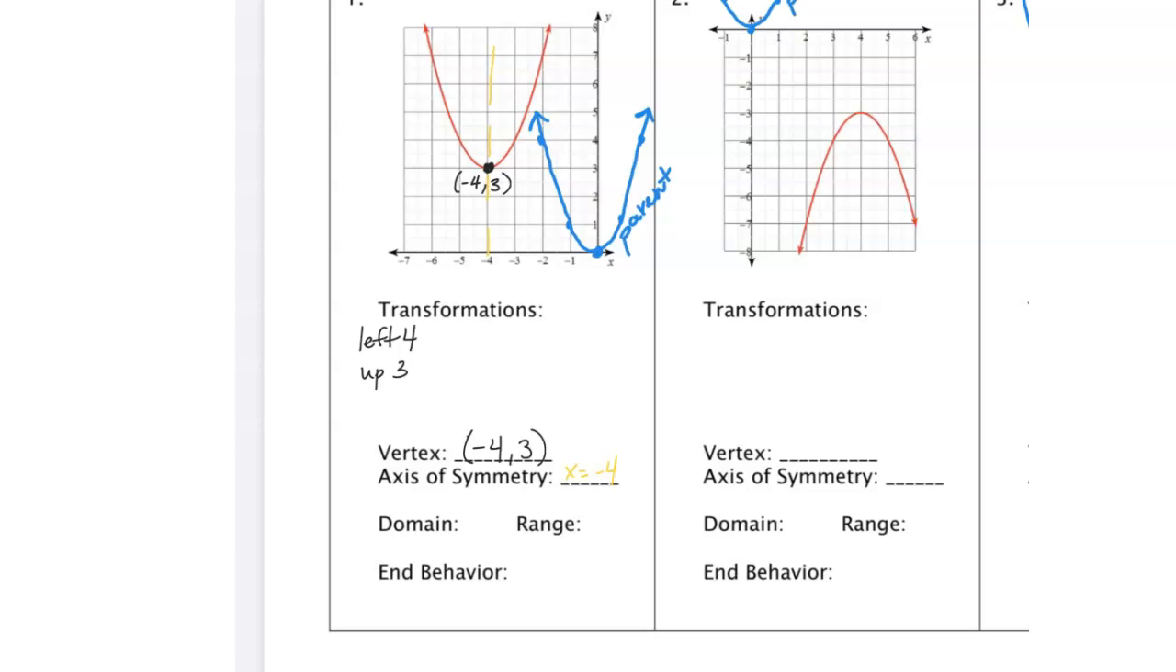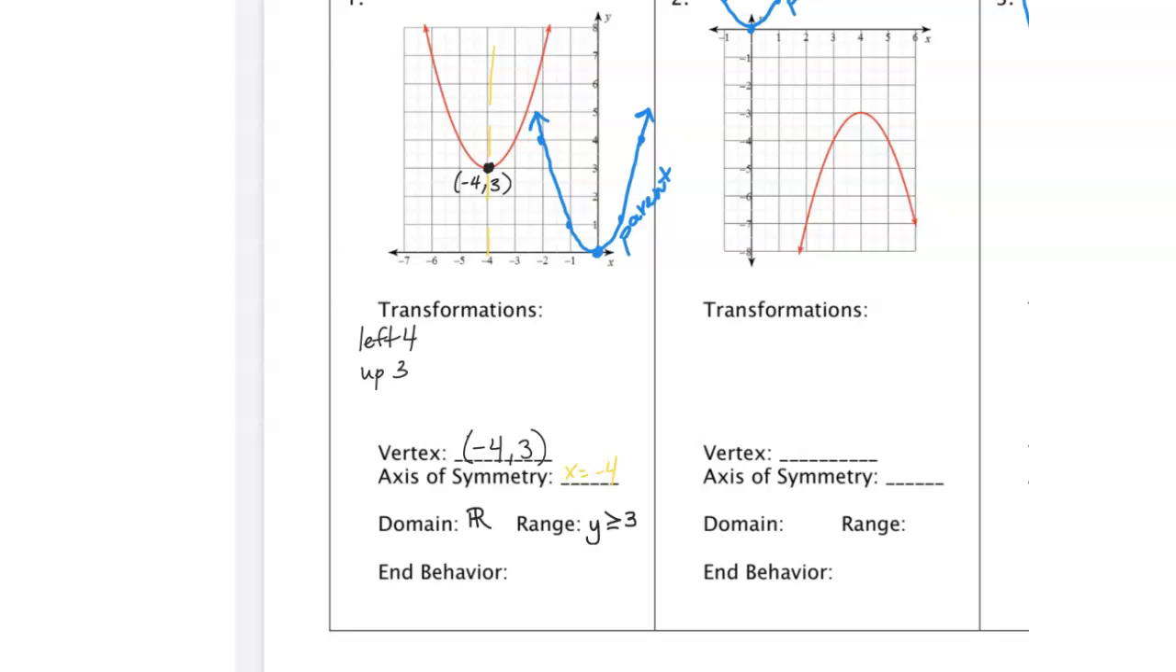Our domain is all real numbers for quadratics. And our range would be our y values, all possible y values. In this case, the lowest y value is a 3, and then everything above it. So that would be y is greater than or equal to 3.